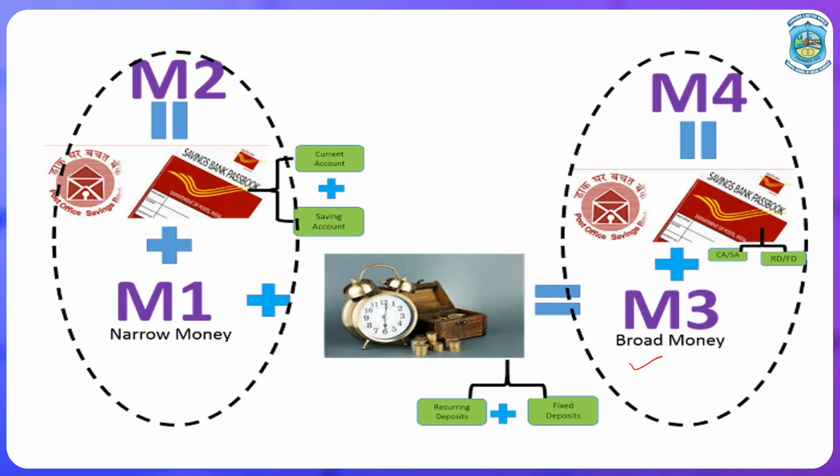If you find M4, at that time you have to include M3 plus all the savings of post office, meaning current account, savings, RD and FD fixed deposits also.